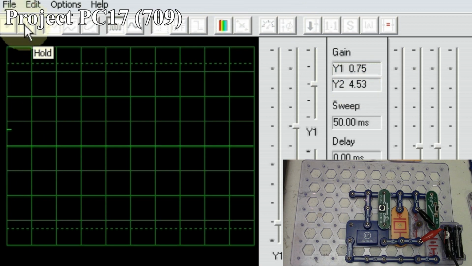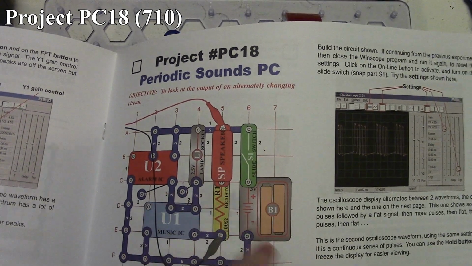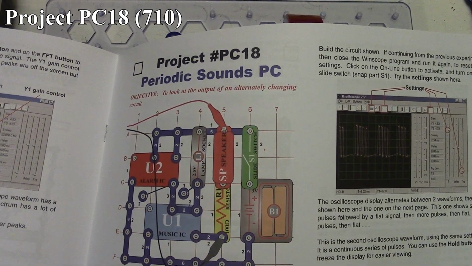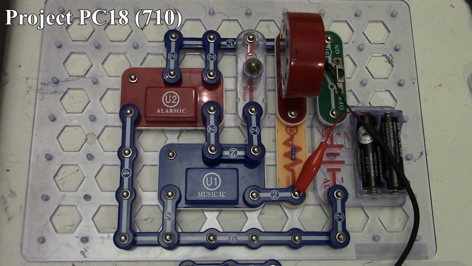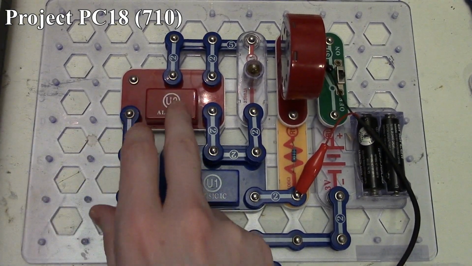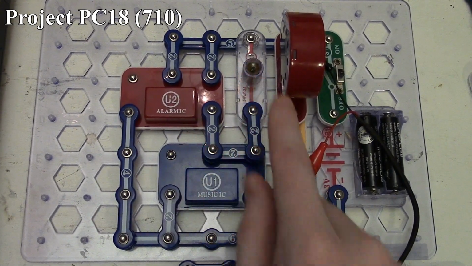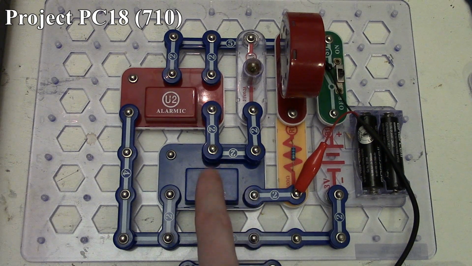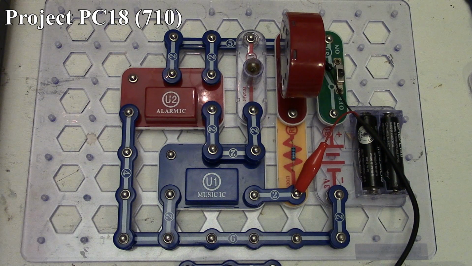So that is how project number PC17 works. Let me stop. Now here we are with project PC18, the Periodic Sounds PC. There it is in the book, and here it is on our board. So we have our alarm IC, and that output is both driving our 2.5 3-volt lamp, but also it's driving our music IC, which is then going through our R1 resistor and then through the speaker.